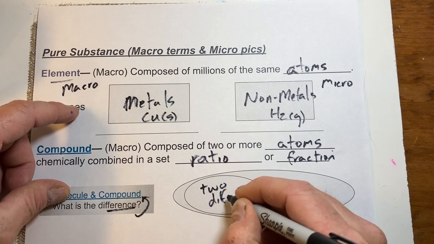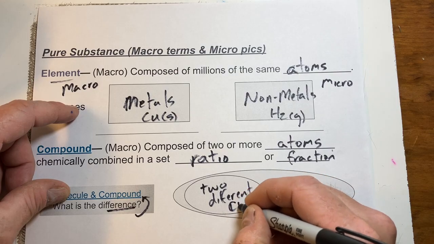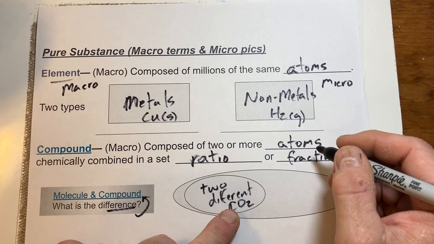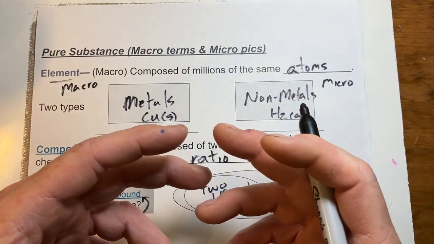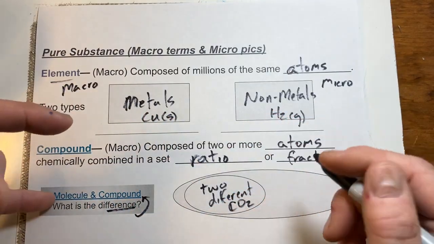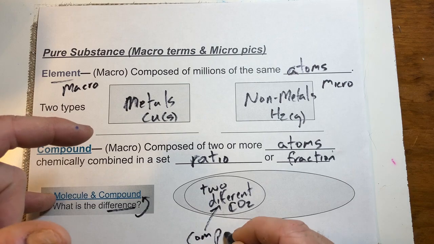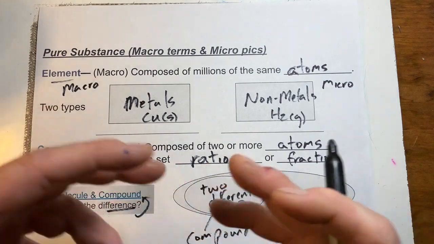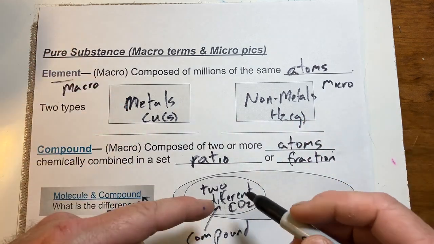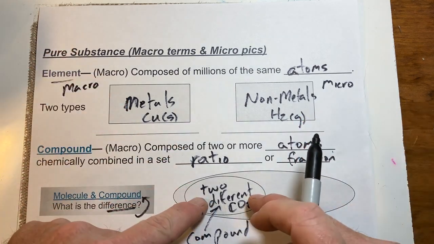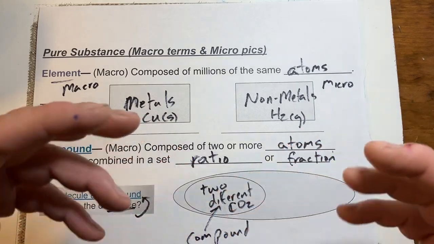So let me give you an example of that. The easiest one may be CO2. I have a carbon and I have 2 oxygens, 2 different atoms coming together in a set ratio. But molecule, so this little circle would be what we call a compound. But a molecule is like a bigger term. It's like a 4-legged creature. Not all 4-legged creatures are dogs, but all dogs are 4-legged creatures. So it's like a logic circle within a bigger logic circle.